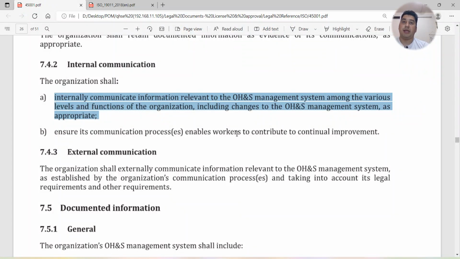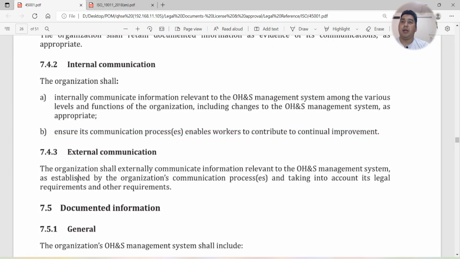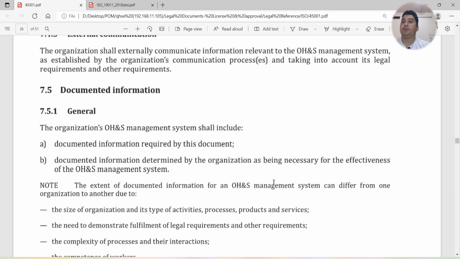Ensure its communication process enables workers to contribute to continual improvement when you are communicating any information to the workers internally. After that, external communication. The organization shall externally communicate information relevant to the OHS management system as established by the organization's communication process, taking into account its legal requirements and other requirements when you are communicating with the people externally. That was clause number 7.4.